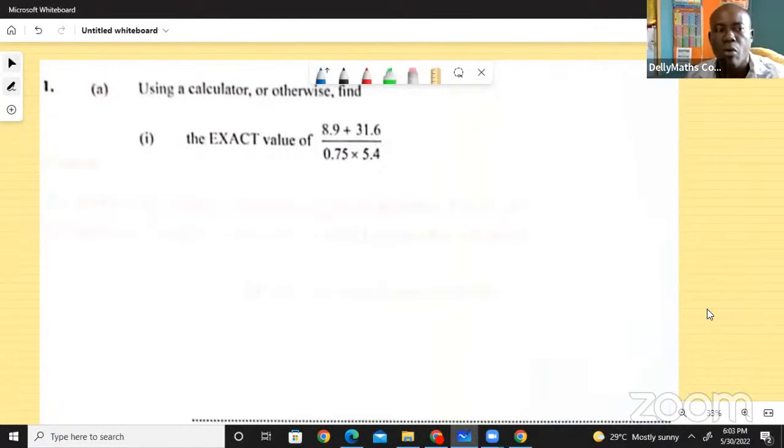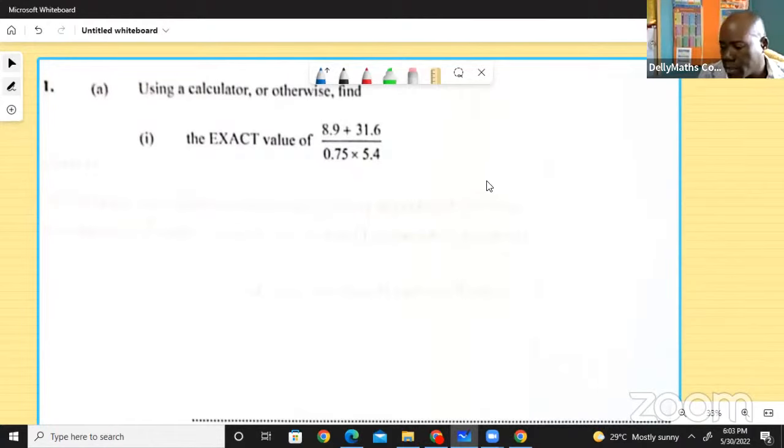Looking at everything from a number 1 all the way to a number 10. All right. You do know we have 10 questions to deal with.